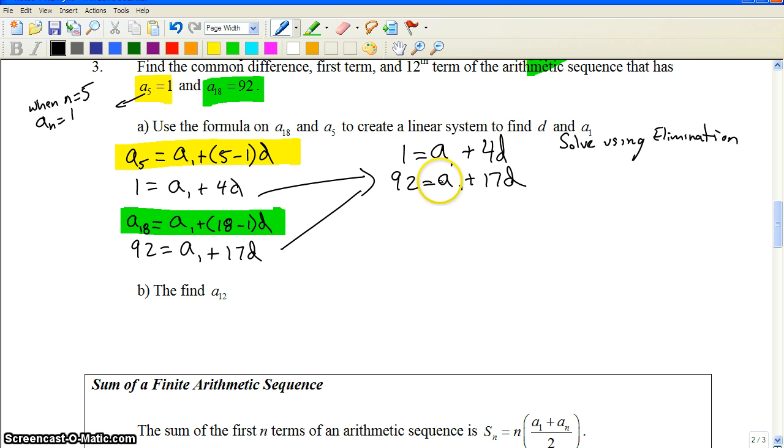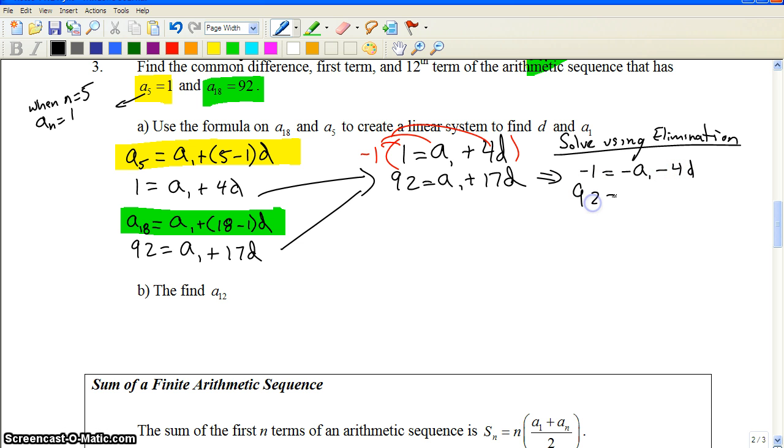But first, solve one of these for one of the variables, and then show me what you type in as well. Solve using elimination. If you do that, I would multiply the first equation by just a negative 1, right? Not too crazy. And we distribute. So we're going to rewrite the system. We get negative 1 equals negative A sub 1 minus 4d.